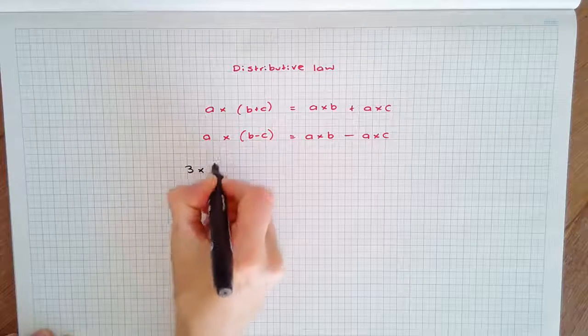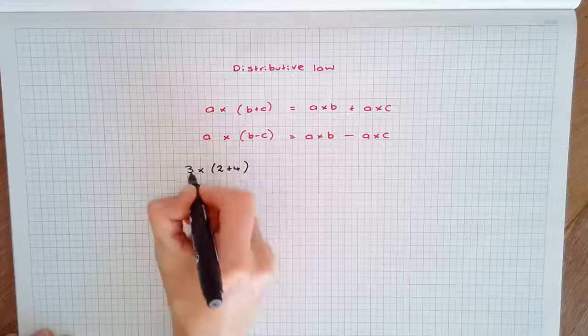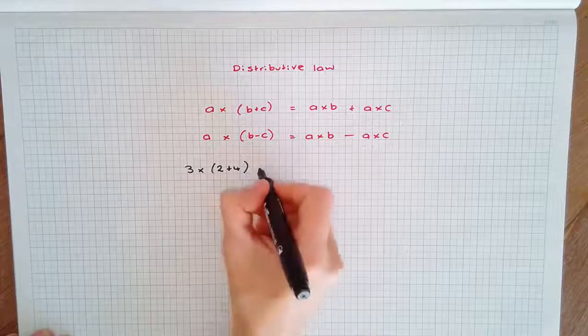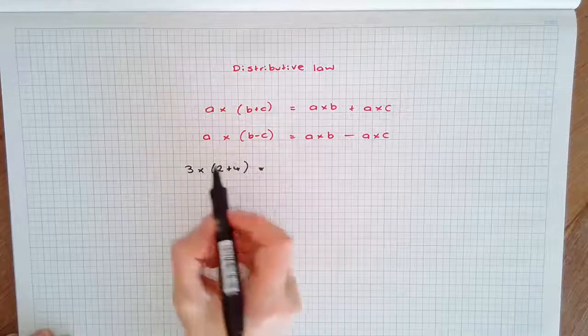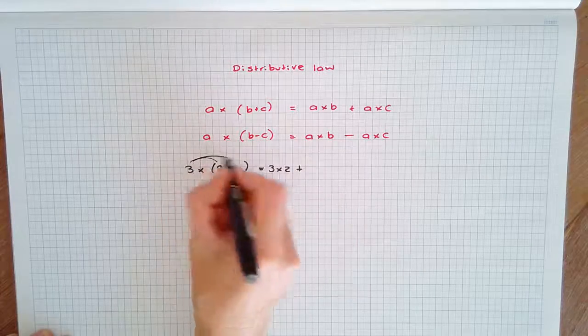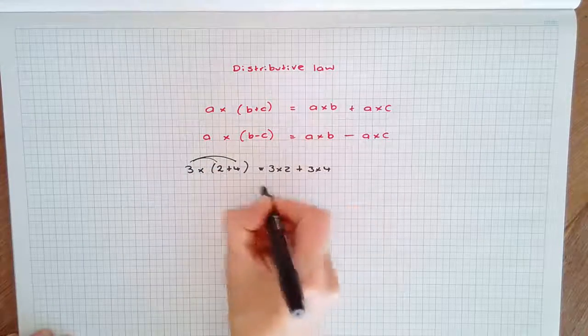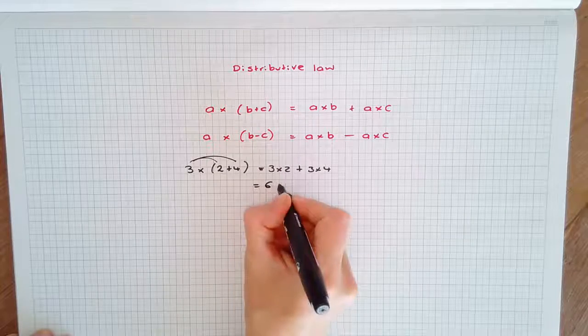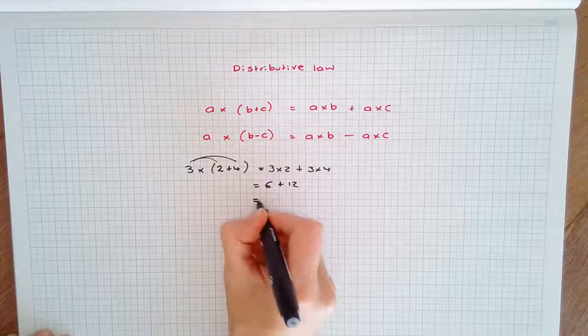3 times bracket 2 plus 4, multiplying a number by a sum. It's the same as doing each multiplication separately. That is 3 times 2 plus 3 times 4. So we can get 6 plus 12 is 18.